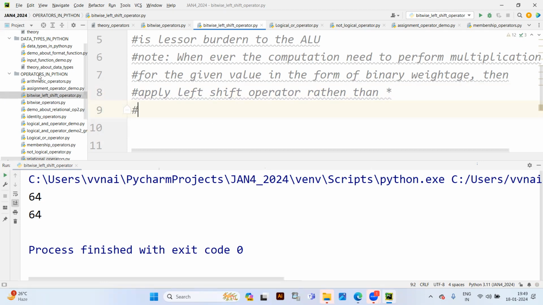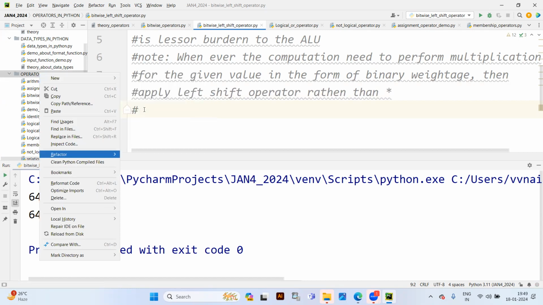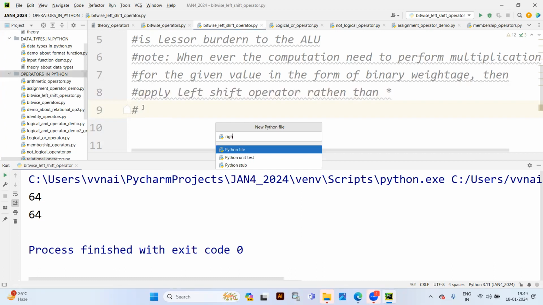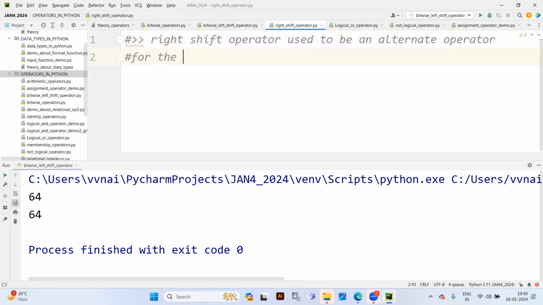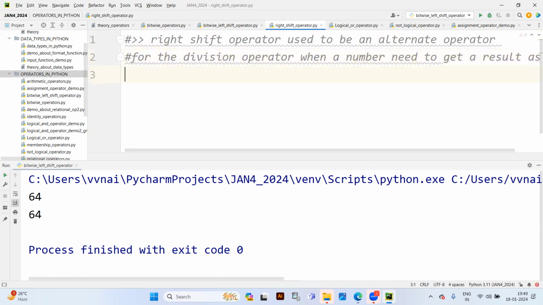The next operator is the right shift operator. The right shift operator is used as an alternate operator for the division operator, when a number needs to get a result as a division operation does.